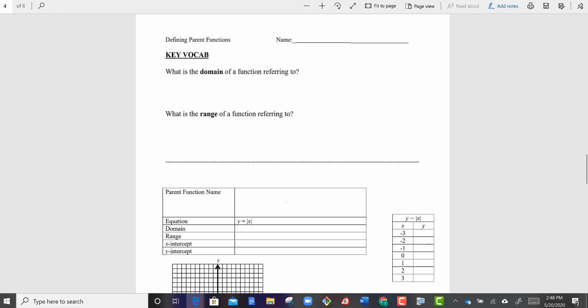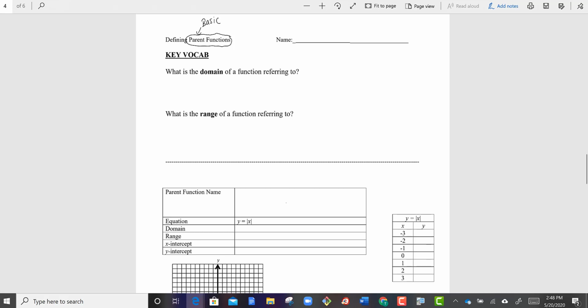All right, so here we're going to work on defining something called parent functions. A parent function is basically a really basic function that does one operation and doesn't have really any additive or scalar multipliers in the problem. A couple of things before we do a couple of parent function graphs.